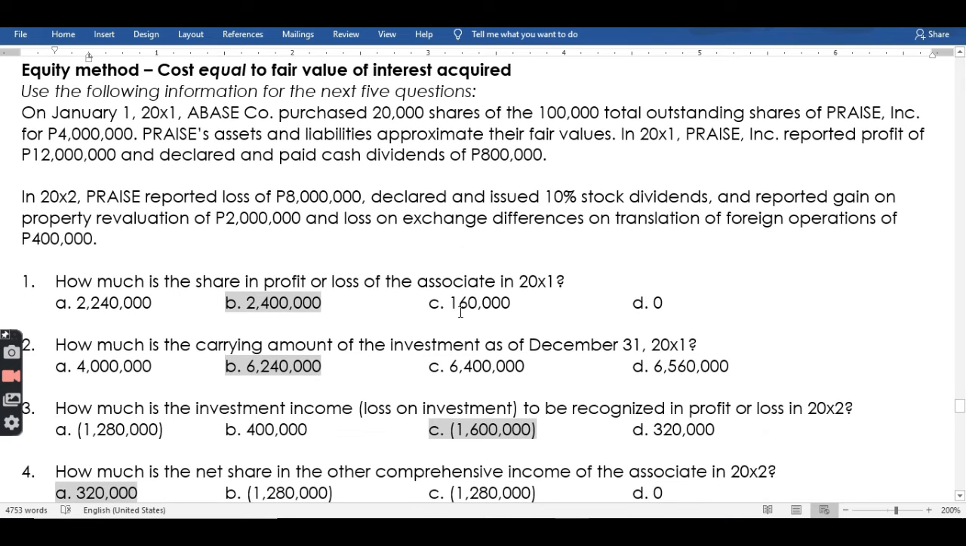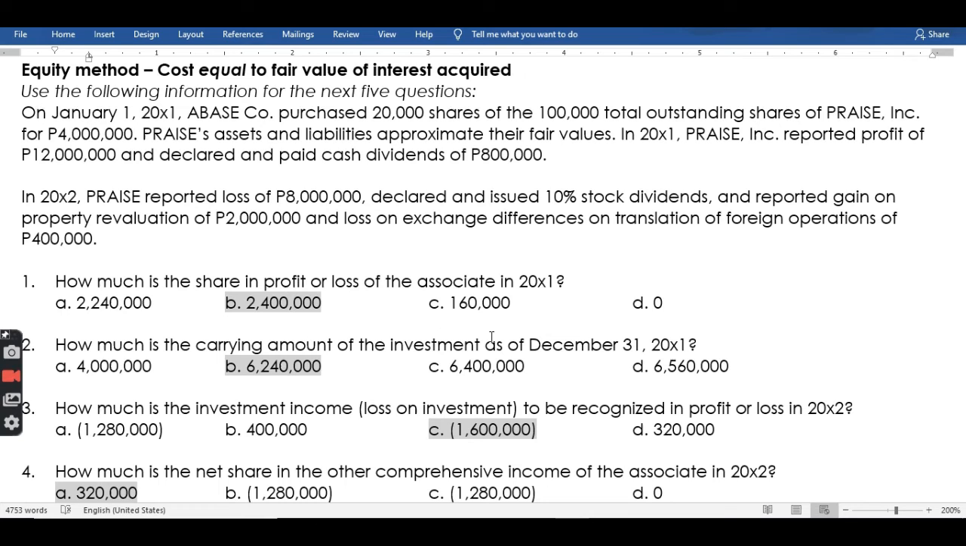We go to yung basics lang muna ulit. This is part 2. Equity method where the cost is equal to fair value of interest acquired. So, ito yung basic lang. Okay, so, use the following information to answer the next 5 questions. So, on January 1, 20X1, a base company purchased 20,000 shares of the 100,000 total outstanding shares of Praise Incorporated for 4 million. So, that's exactly 20%. The assets and liabilities approximate their fair values.